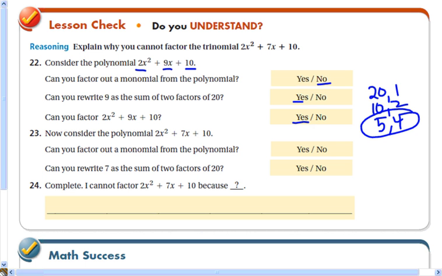Again, we cannot factor out a monomial because the greatest common factor of the terms is 1. Can you rewrite 7 as the sum of two factors of 20? Well, we already have all of them up here, and none of those pairs add up to 7, so the answer there is no. So 2x squared plus 7x plus 10 is considered factored completely because there are no numbers that have a product of 20 and a sum of 7.